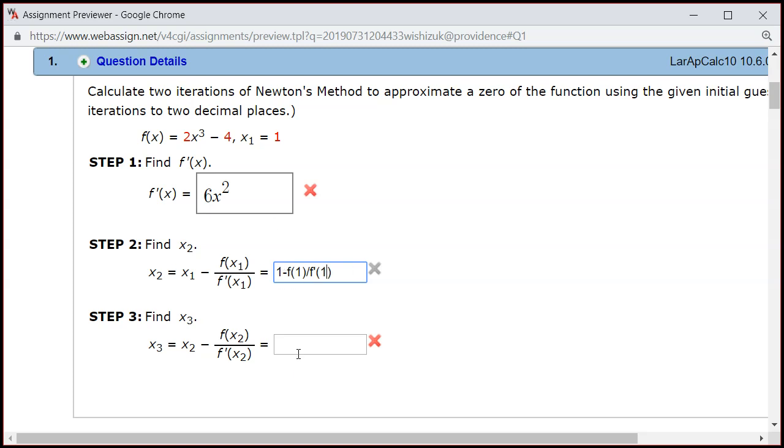So we have that. Then let's see, f of 1 would be, if you plug in 1 here, 2 minus 4, so that's negative 2. So it's going to be negative negative 2, so plus 2. And f prime of 1 is going to be 6, so this is going to be over 6. But 2 over 6 is the same thing as 1/3. Right? Then this is going to be 1 plus 1/3, which is 4/3.